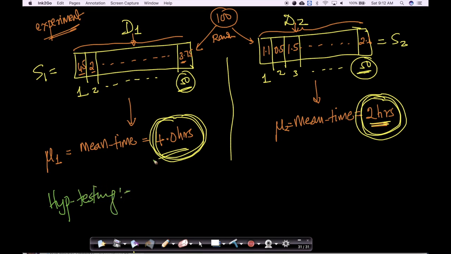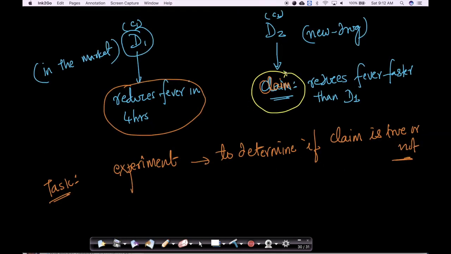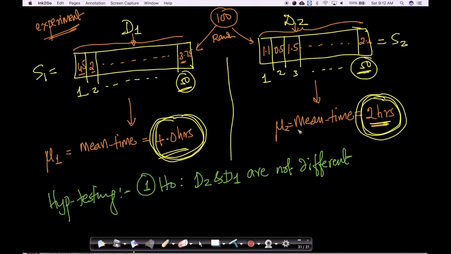What all do we need in a hypothesis test? The first thing we need is a hypothesis. The first hypothesis is, let's take the status quo: D2 and D1 are not different, which means we are doing the exact opposite of the claim. We are saying there is no difference between D1 and D2. That's our claim. D1 and D2, the time to reduce the fever is not different.